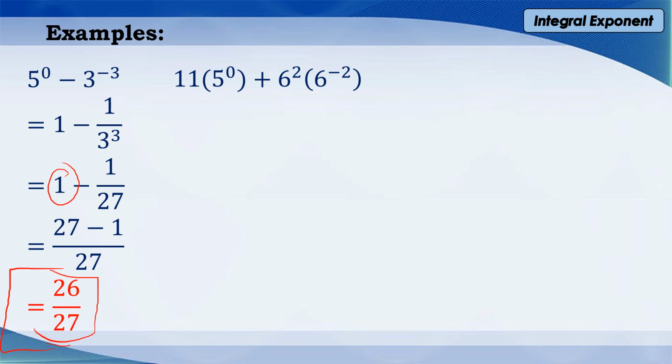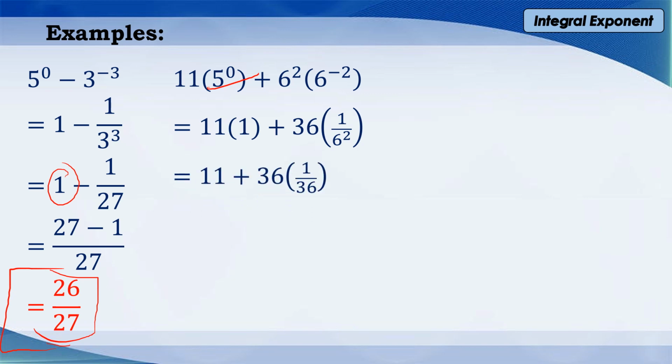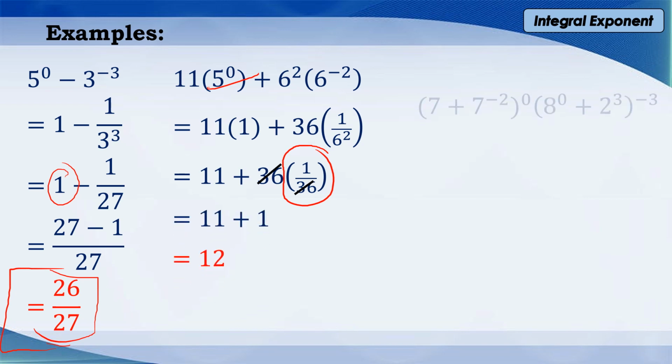Next, how about this one? Siyempre, ito 11 times 5 raised to 0 plus 6 squared times 6 raised to negative 2. Cancel natin to kasi siya magiging 1. 11 times 1 plus 36 times 1 over 6 squared. Then, simplify natin. 1 over 6 squared, 1 over 36. Pwedeng makancel yan kasi 36 over 36. That is 1. Therefore, we have 11 plus 1. That is 12.